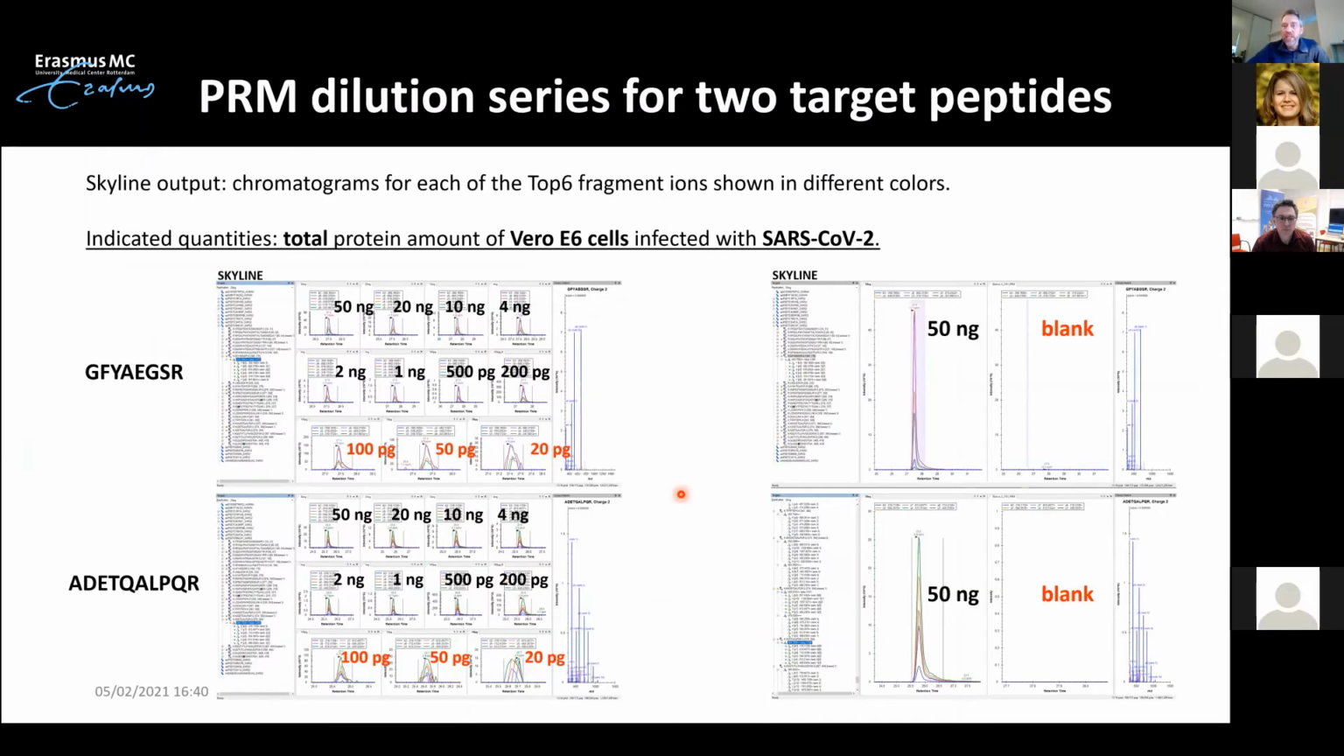So next we measured a dilution series of the cells plus virus test sample in a targeted PRM assay, where we focused on a few highly responsive nucleocapsid and spike peptides. And these are just two examples of those peptides here. For the lower limit, we could go down to about 20 picograms of total input protein amount. And this then would correspond to less than 1 picogram of nucleocapsid protein.